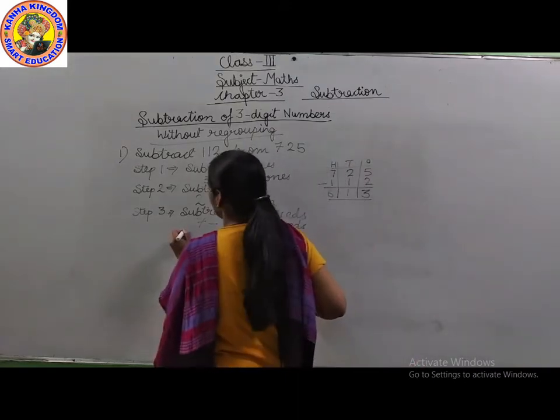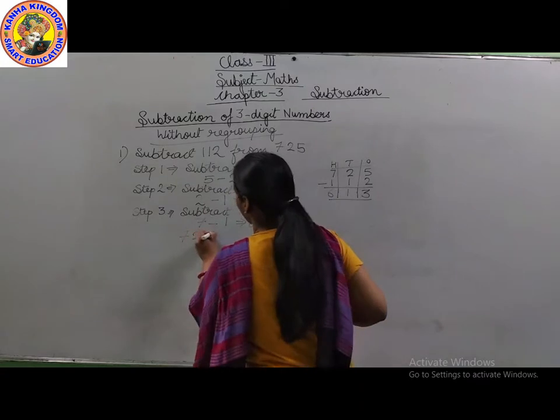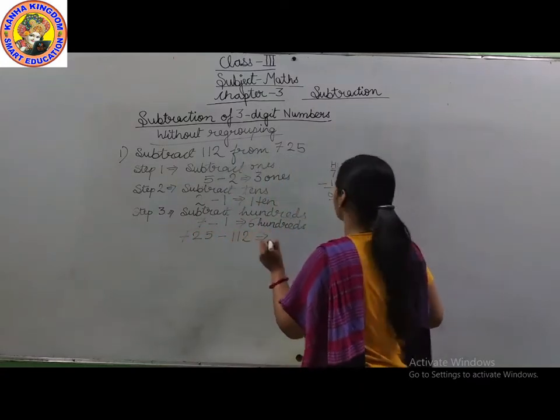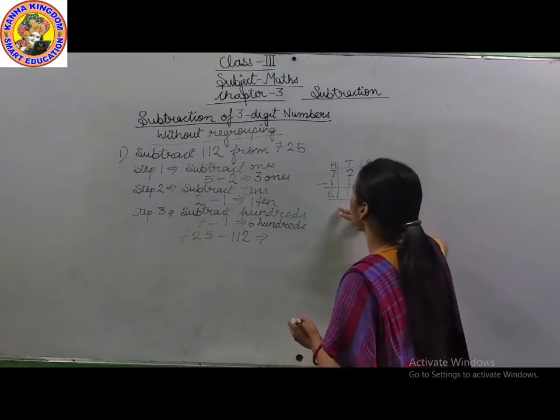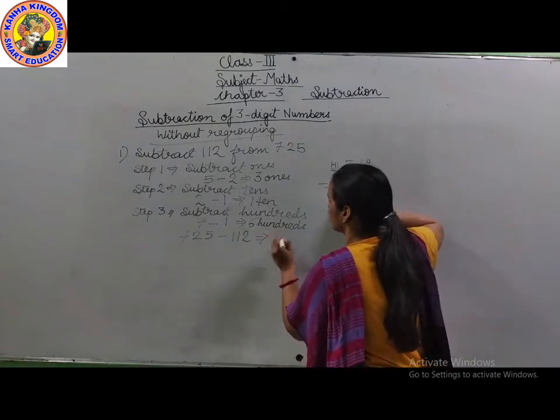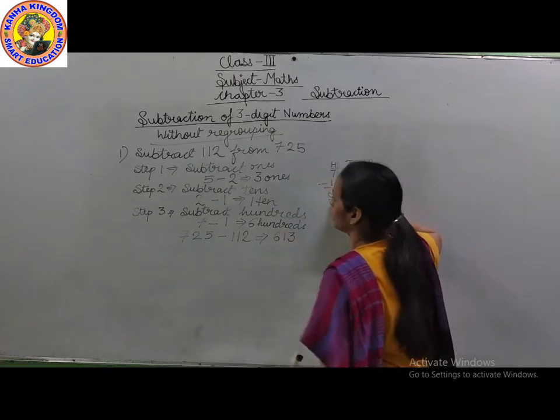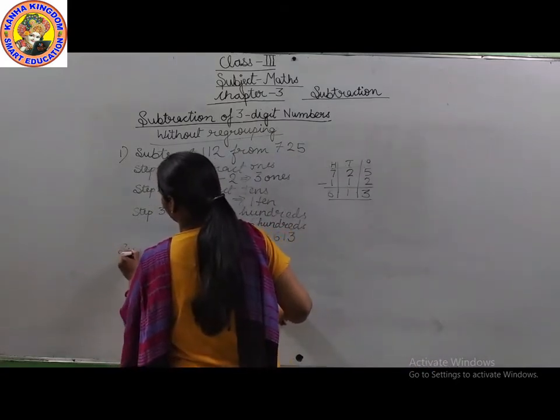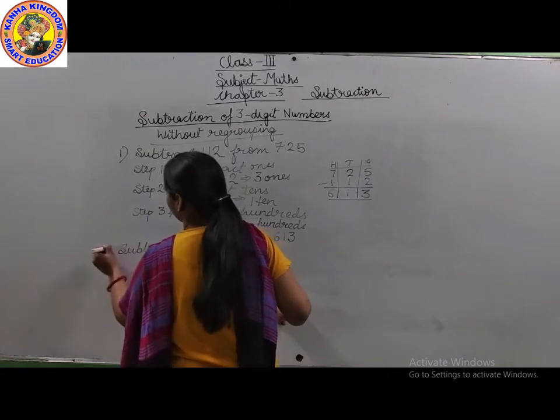Now 725 minus 112 equals, what's our answer? 613.